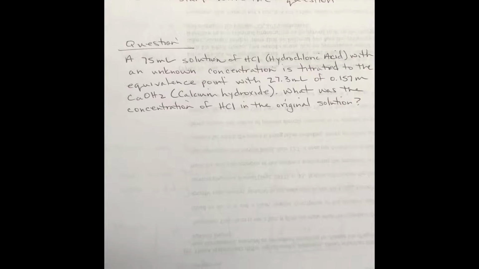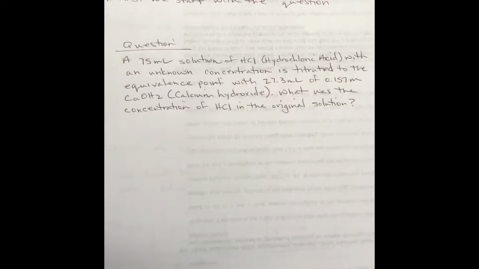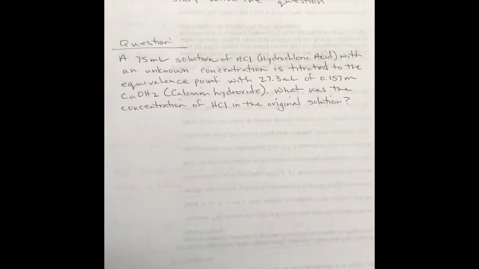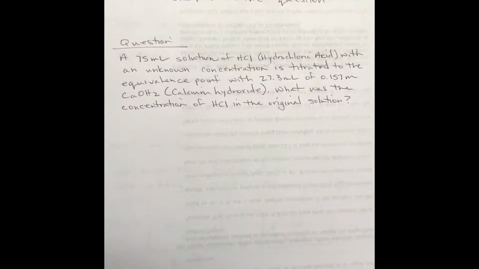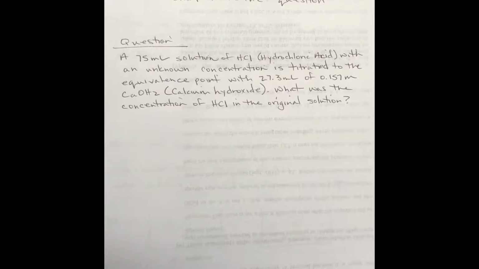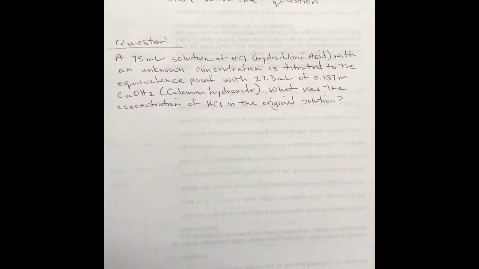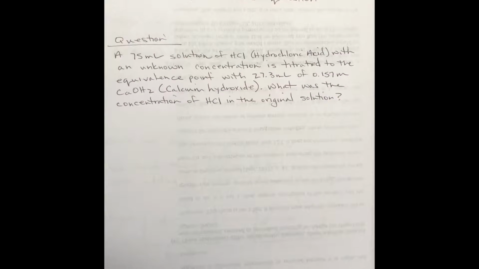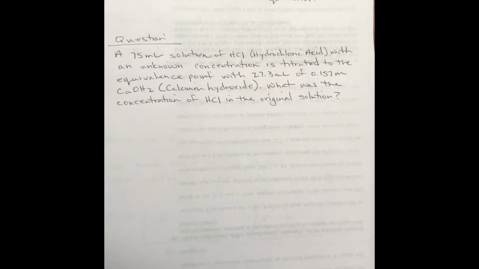Alright, so first we start with the question. And the question is: a 75 milliliter solution of hydrochloric acid with an unknown concentration is titrated to the equivalence point with 27.3 milliliters of 0.157 moles of calcium hydroxide. What was the concentration of hydrochloric acid in the original solution?